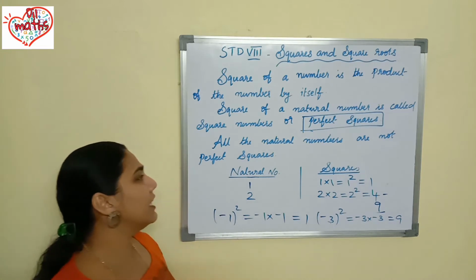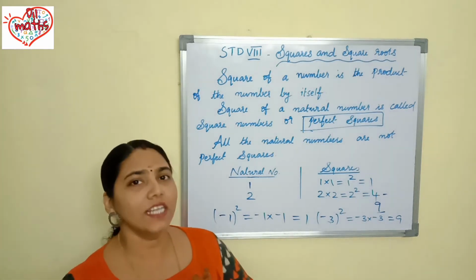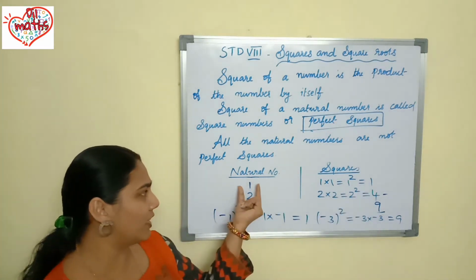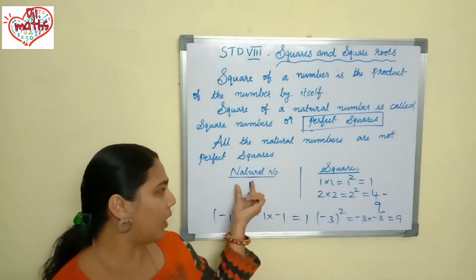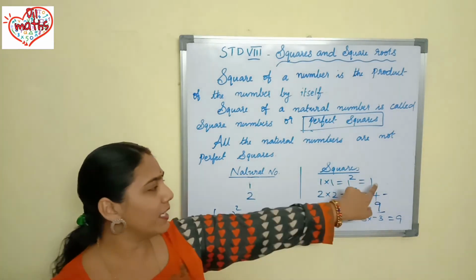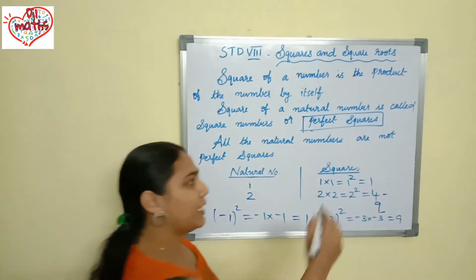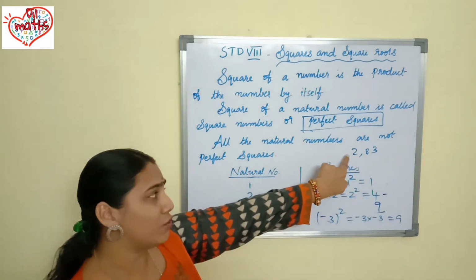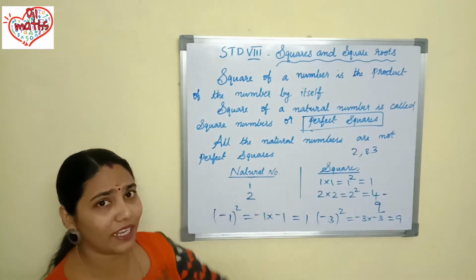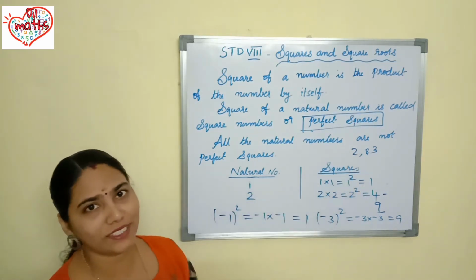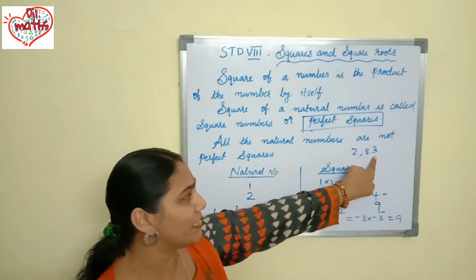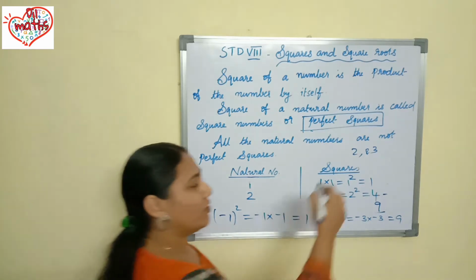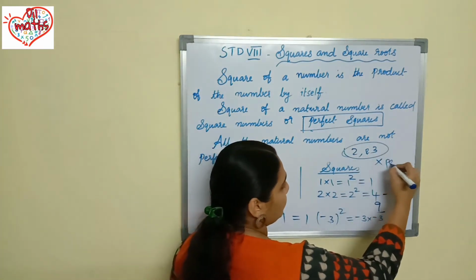All the natural numbers are not perfect squares. How will you check that? In between 1 and 4, you know that 1 and 2 are consecutive numbers. So 1 square is equal to 1 and 2 square is equal to 4. And in between 1 and 4, 2 and 3 are coming, isn't it? Whether 2 is a perfect square, that means whether 2 is a square number, no. If you are multiplying any natural number by itself, you will never get 2, isn't it? And you will never get 3. So 2 and 3 are not perfect squares.